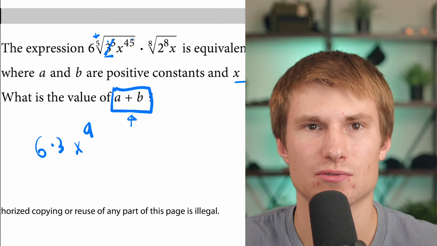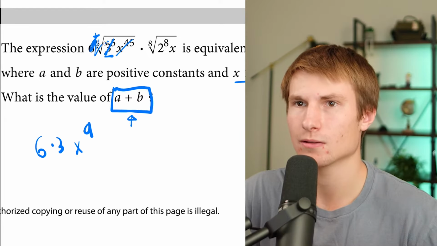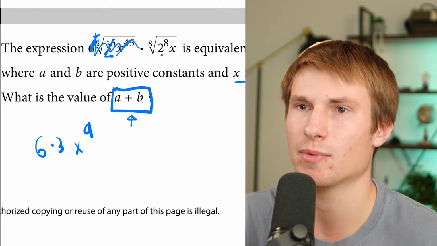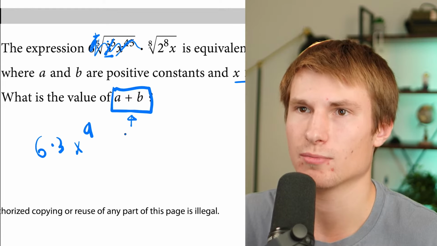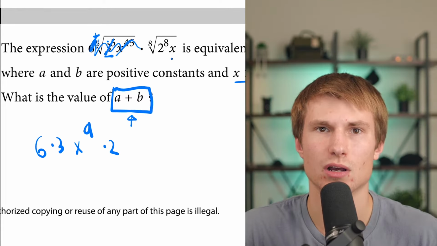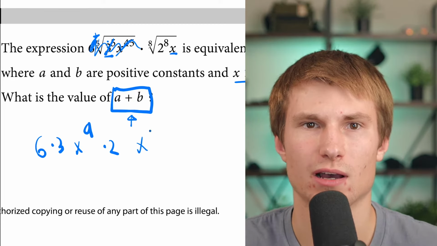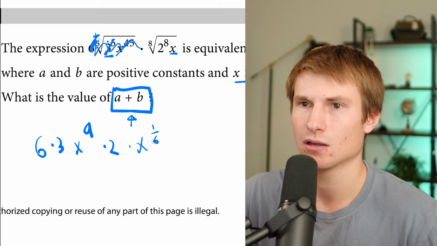Moving over into this eighth root, we have 2 to the power of 8, so that'd be 2 to the power of 8 over 8, which is 2 to the power of 1, so multiply by 2. And then we still have this x, so this would be x to the power of 1 over 8.